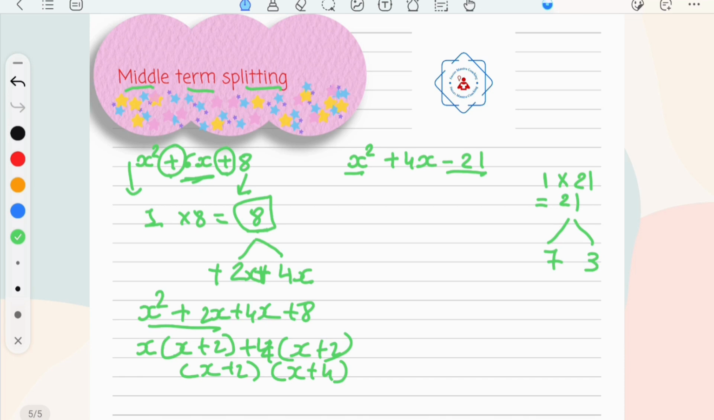But what is the sign of the third term? That is minus. So we have to say that these two factors should be subtracted to give the middle term. So 7 minus 3 is 4. Yes, so the factors are correct.